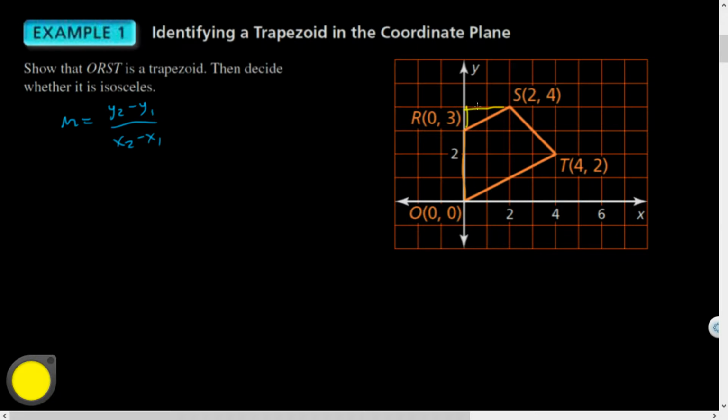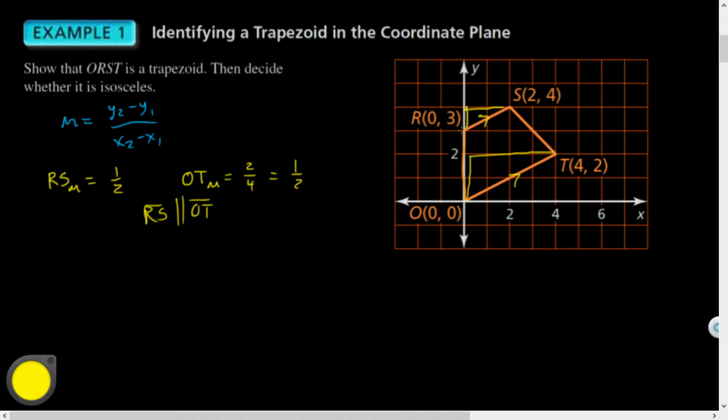Up 1 over 2, so the slope of RS is 1/2. And the slope of this one is up 2 and over 4, so the slope of OT is going to be 2/4 or 1/2. Therefore, I would say that RS is parallel to OT because they have the same slopes. Now, that does not technically prove that it's a trapezoid, because what if the other two sides were also parallel?